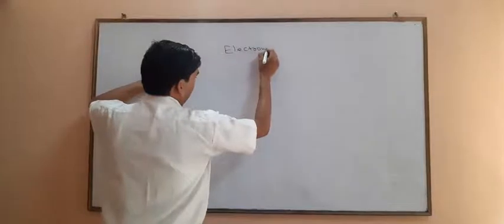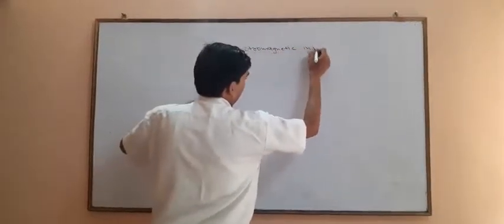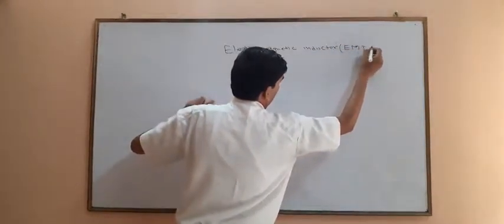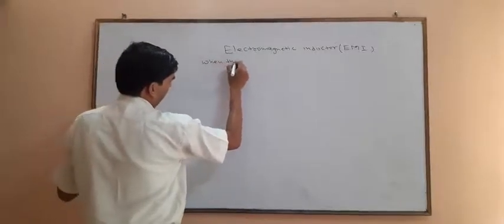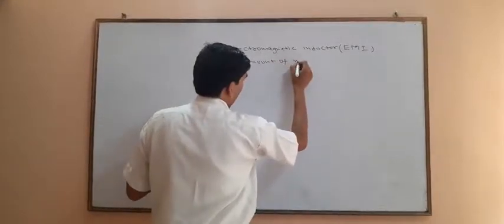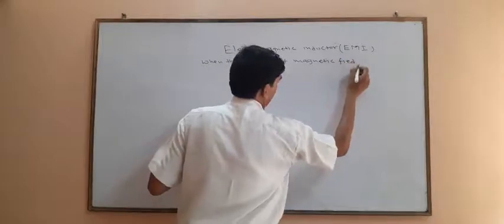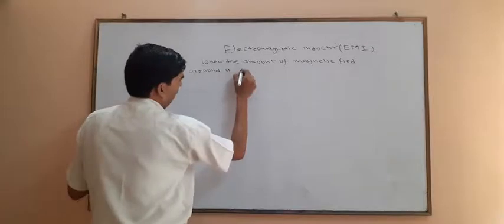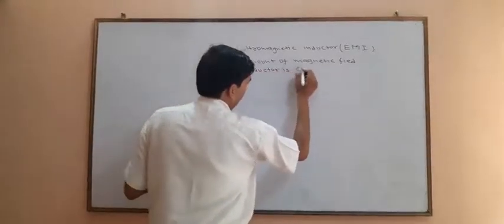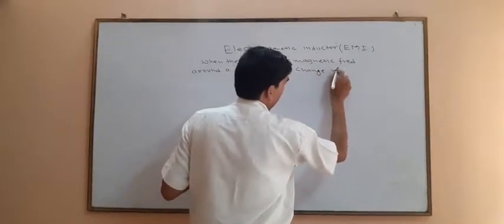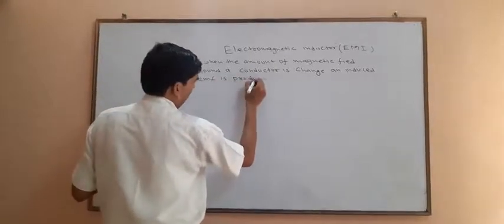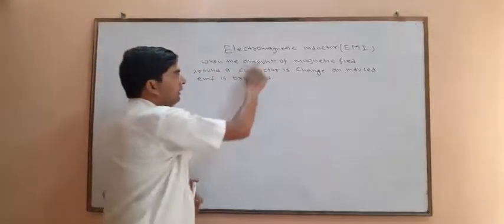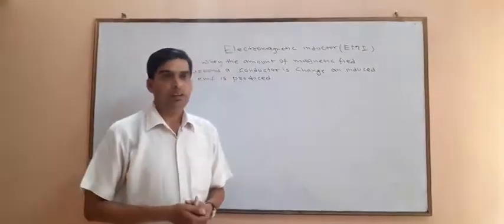The next topic, electromagnetic induction, or we can write it EMI. What can we conclude about this? When the amount of magnetic field around a conductor is changed, an induced EMF is produced. A changing magnetic field around a conductor produces electric current. When we change the magnetic field around the conductor, there will be production of electric current in it.